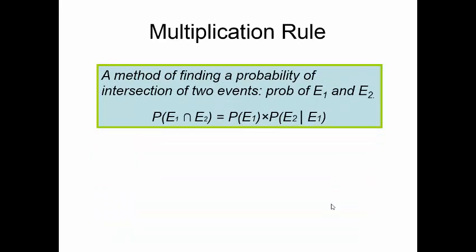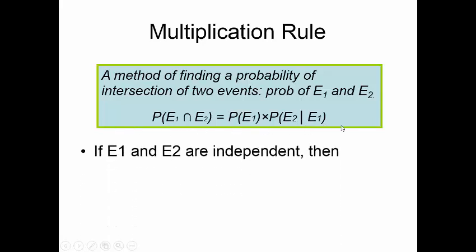How about the multiplication rule? The multiplication rule is a method of finding a probability of intersection of two events. That's the probability of event E1 and E2. So the probability of E1 and E2 is given by the probability of E2 given E1 multiplied by the probability of E1.